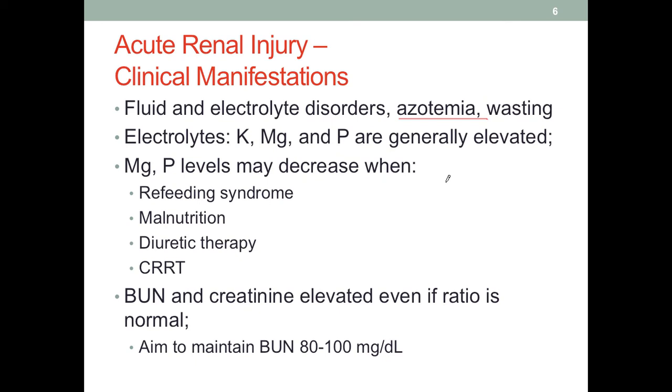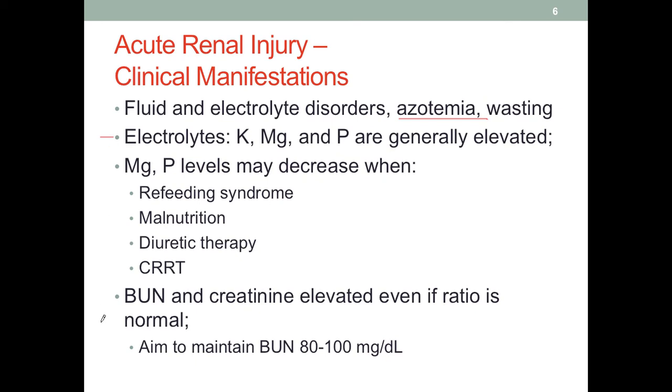When we talked about the support of critically ill patients, we did mention that especially for multiple organ failure patients, we may need to use mechanical ventilation. And also the use of CRRT, continuous renal replacement therapy, as a part of life support for these patients during that critical period. People on CRRT tend to have low magnesium and phosphorus levels. So these electrolytes should be monitored frequently and actively for these patients.